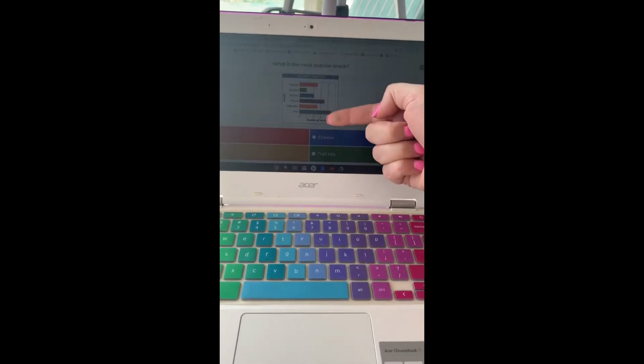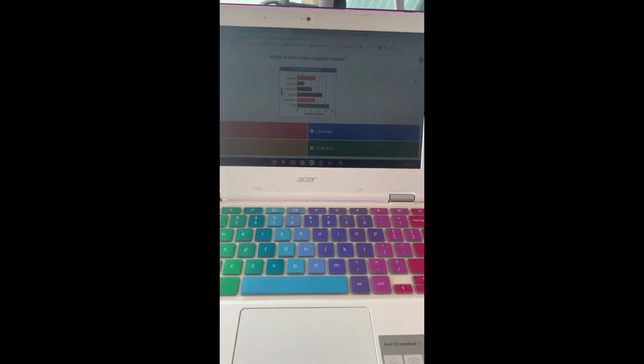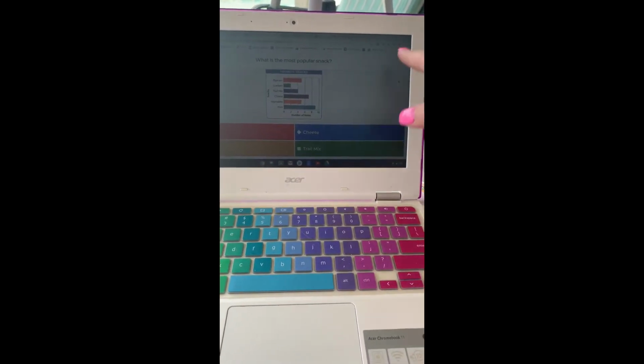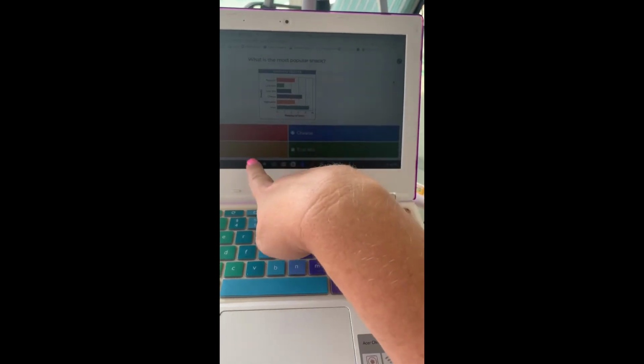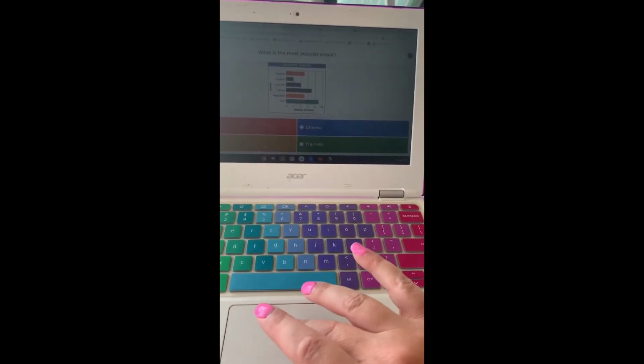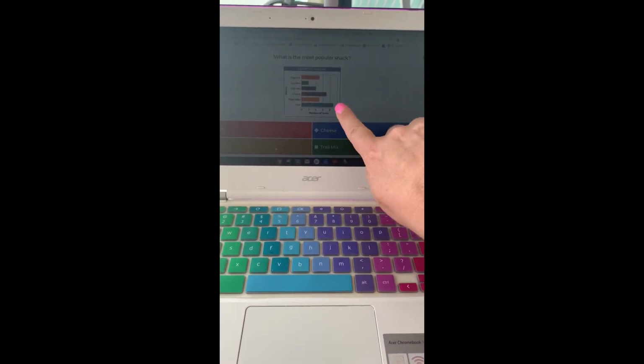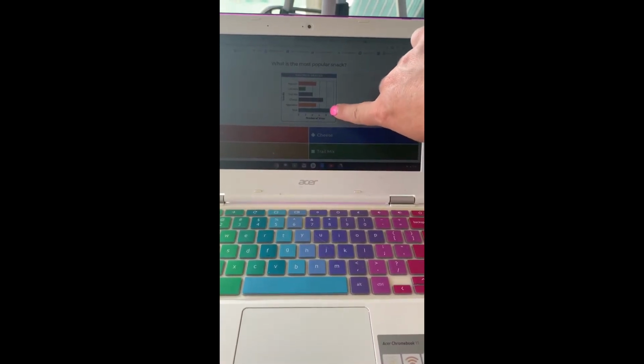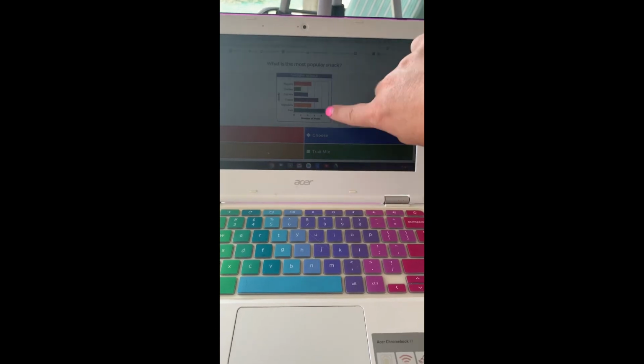Okay, now it's going to ask us to read the information. So here we have our bar graph, and it's asking us which one is the most popular snack. That means which one has the most votes. Fruit has the most votes, so I'm going to choose fruit. And you can tell because the graph shows us on the bar that it's the tallest one, meaning it's the most.